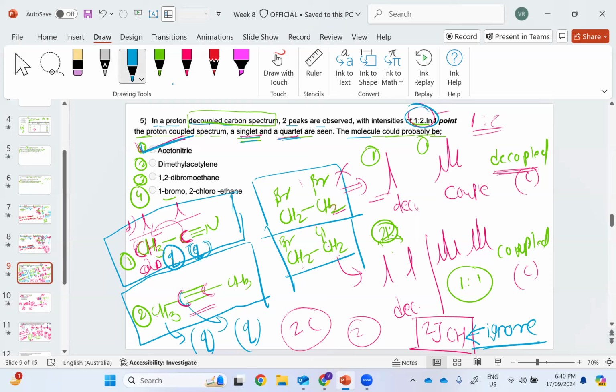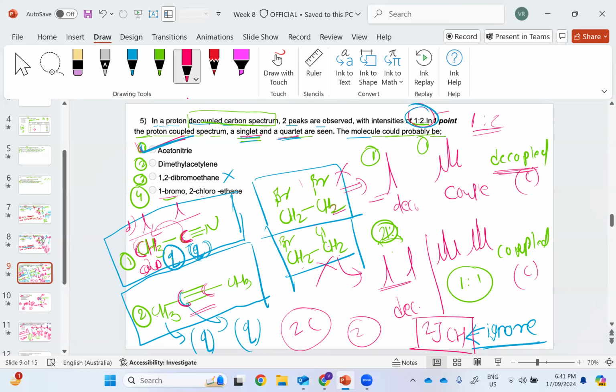Otherwise, acetonitrile will not be the correct option here. Because if you look at this one, both are identical. So this option, 1,2-dibromo, is the incorrect one. Then again 1-bromo, 2-chloro. In that one also, the intensity of these two carbons will be 1:1 in the decoupled spectrum. So this is also an incorrect option.